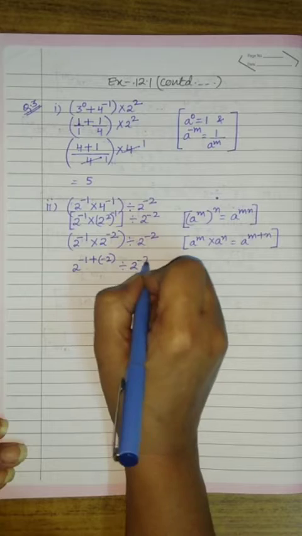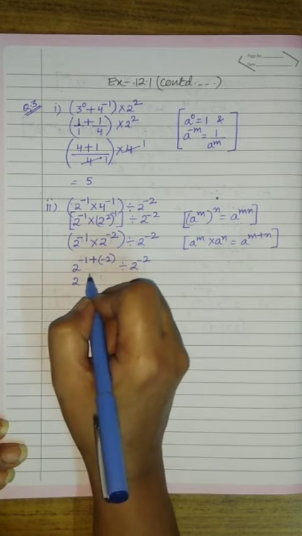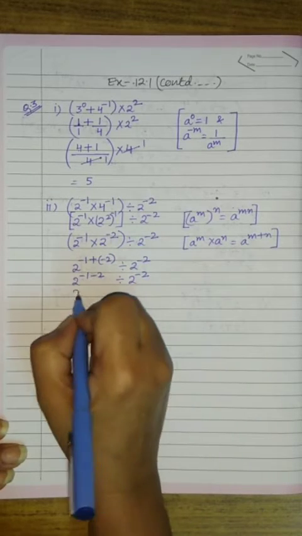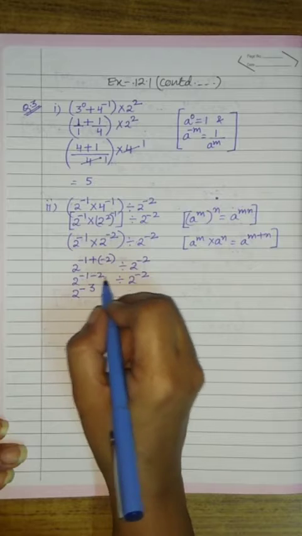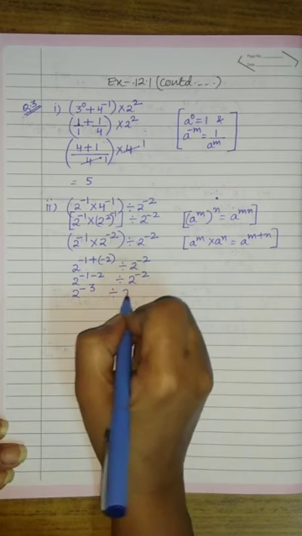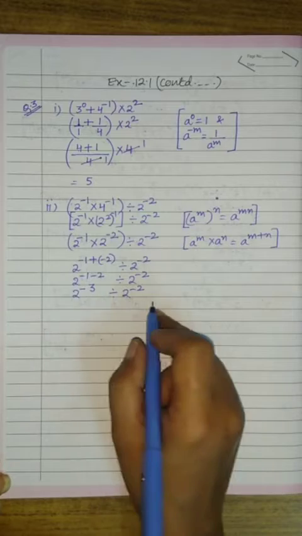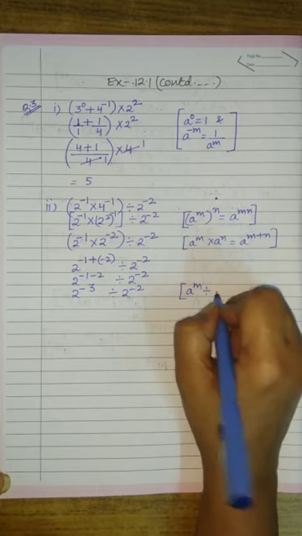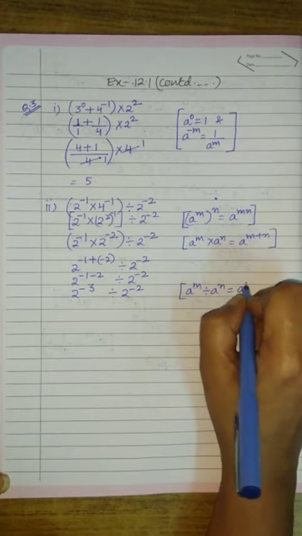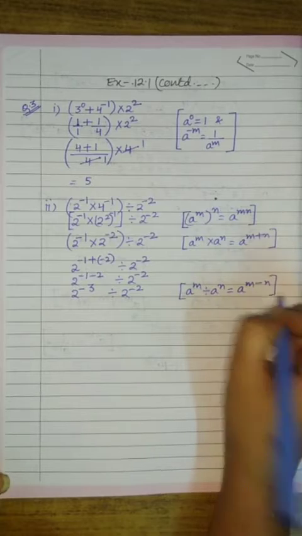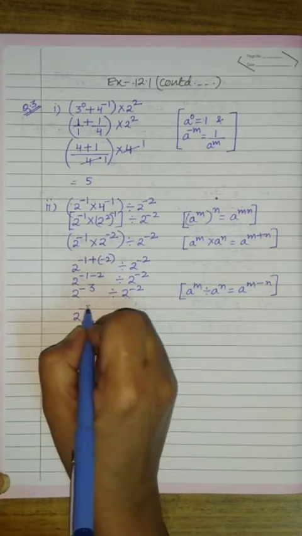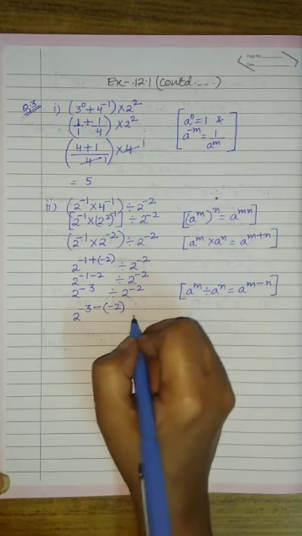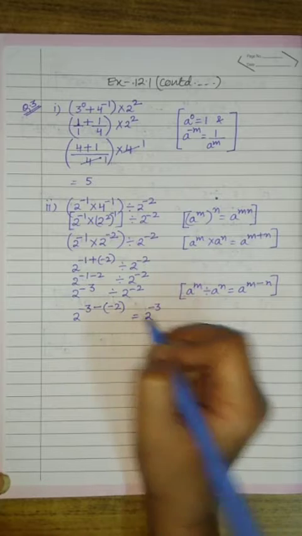So on simplifying we got 2 raised to power minus 1 minus 2 divided by 2 raised to power minus 2. 2 raised to power minus 3, as minus 1 minus 2 becomes minus 3, divided by 2 raised to power minus 2. At this step, we are using the law of exponent, that is a raised to power m divided by a raised to power n is equal to a raised to power m minus n. So we got 2 raised to power minus 3 minus (minus 2).